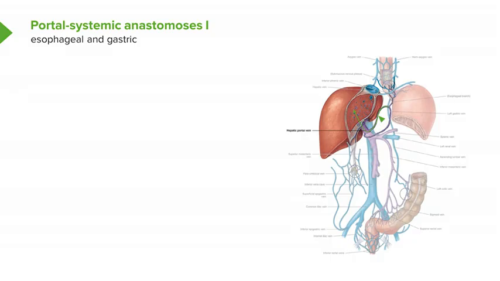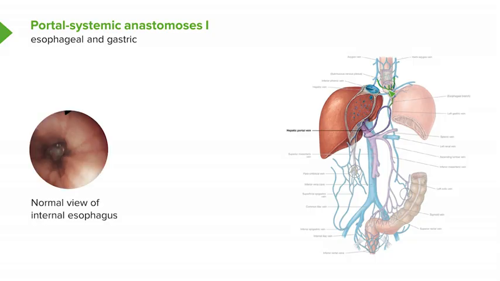If this is blocked, if this is prevented, then blood can actually pass up via these esophageal veins into your esophagus system, and that will take it back to the heart that way. Now, if we look into the internal aspect of the esophagus, we see a normal, nice, flat architecture to the inside wall.